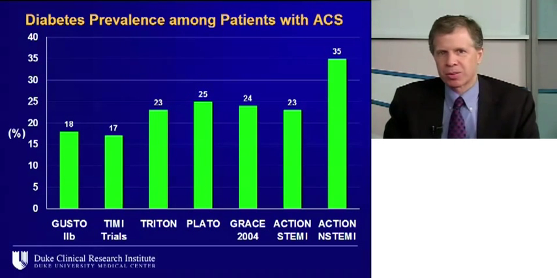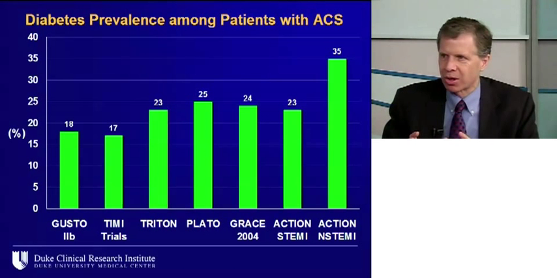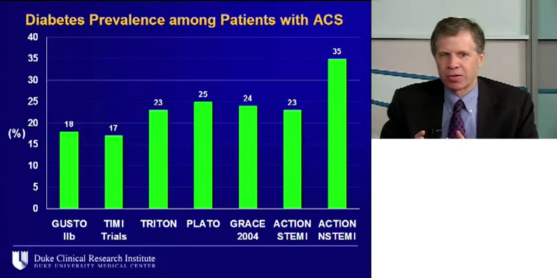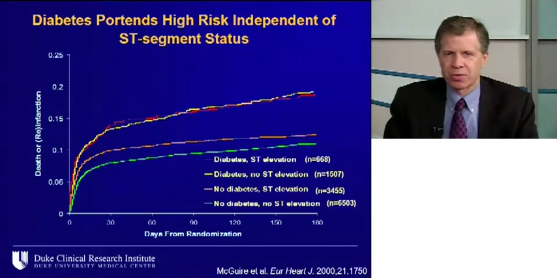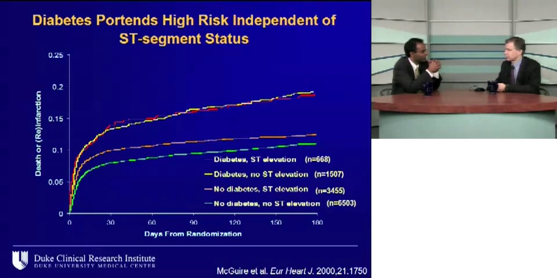So the diabetes prevalence in patients with acute coronary syndrome seems to be increasing over time. If one looks at a variety of clinical trials that are shown on this slide, from Gusto 2B and the TIMI trials through more recent trials, Triton and Plato, or the registries, you see here a pattern which we commonly see, that is, these comorbidities are more common in registries than they are in clinical trials because we're not so selective in the registries. One sees that somewhere around a quarter of patients, or maybe more in patients with non-ST elevation ACS, have a diagnosis of diabetes.